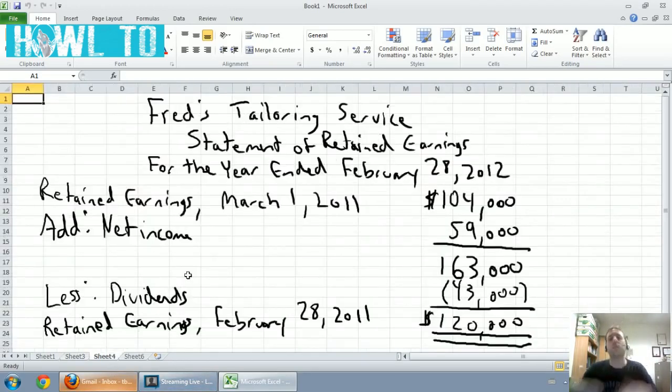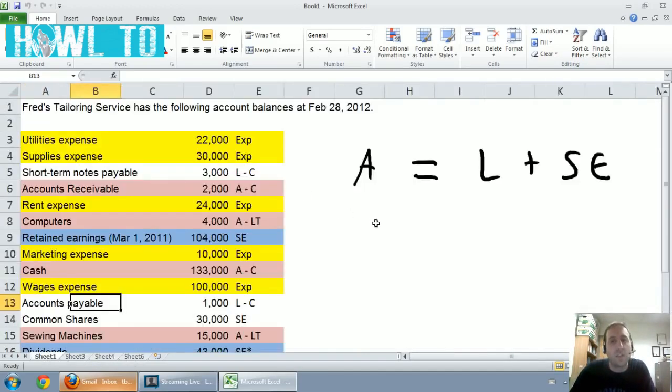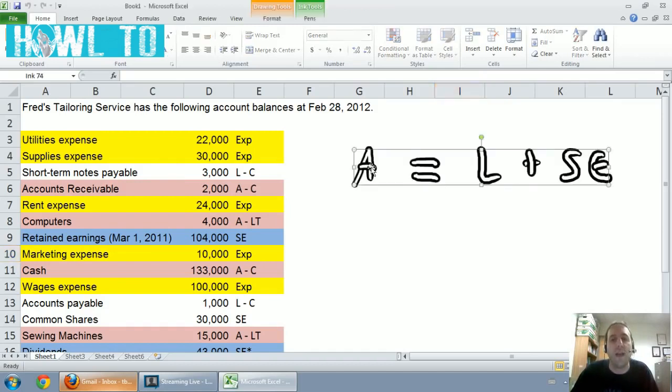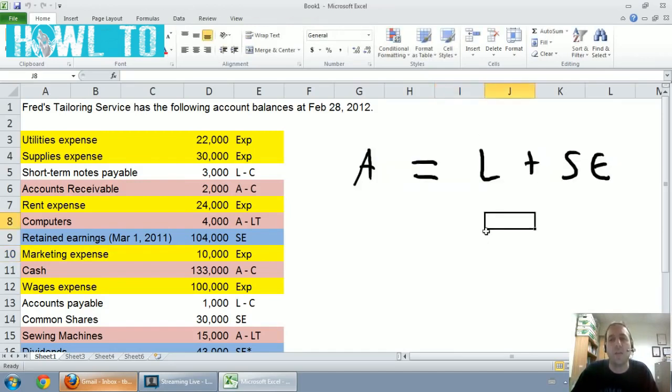And also that we've learned how to prepare a statement of retained earnings, which summarizes how the company's retained earnings rise and fall as a result of net income or net losses and dividends. The final statement, again, is the balance sheet. What the balance sheet does, and I've already written it here, is it summarizes this relationship very nicely: assets equals liabilities plus shareholders' equity.